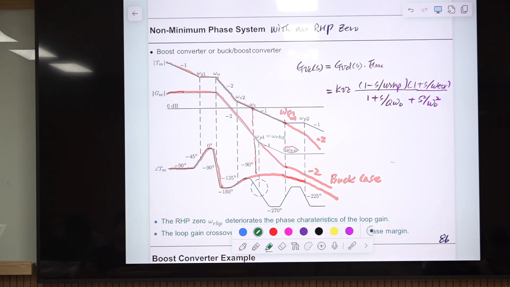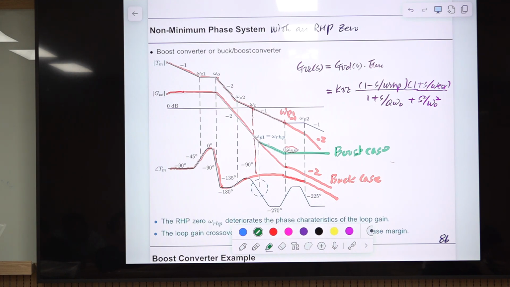Okay, so this is the boost converter case. The boost converter has RHP0, and it has omega ESR. So this is the boost case. Okay, the boost case will remain the same.